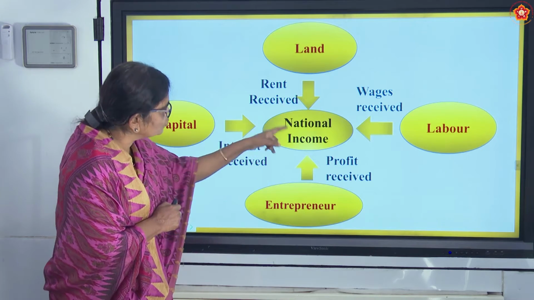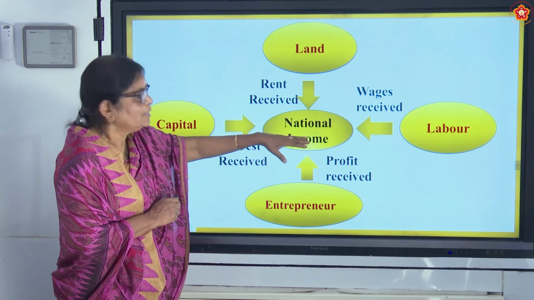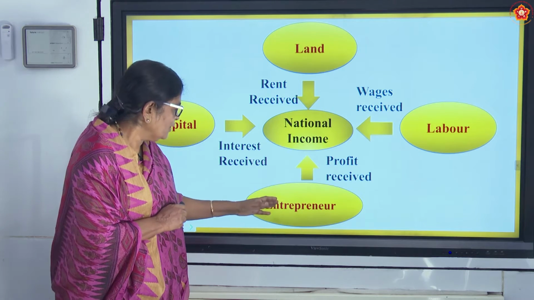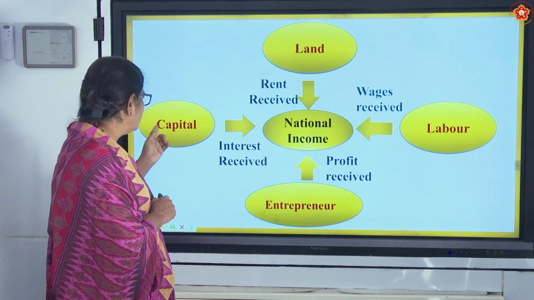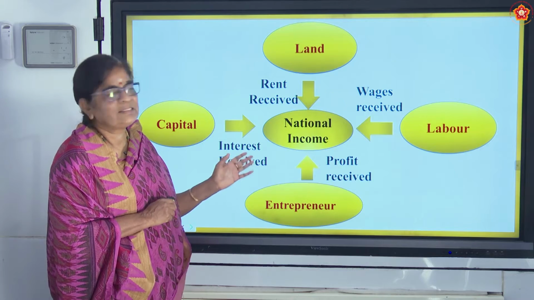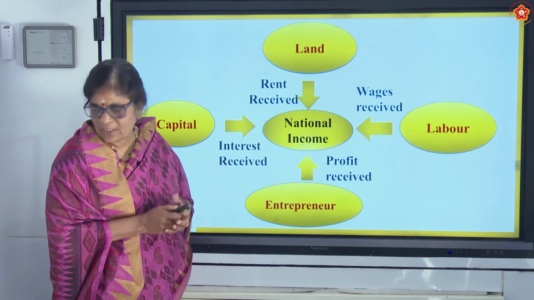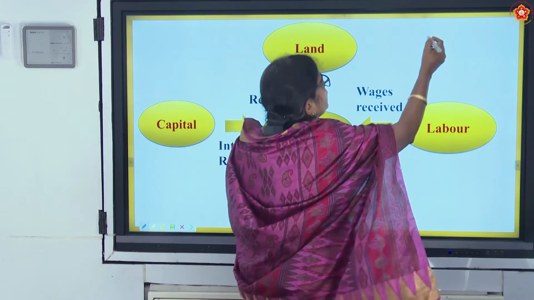Therefore, these are the sources of national income. For land, the rent received comes back as income, and for labor, the wages received. For the entrepreneur, the profit received comes back as income, and for capital, the interest received is taken into consideration as income. These are the factor payments we have already discussed under the circular flow of income.